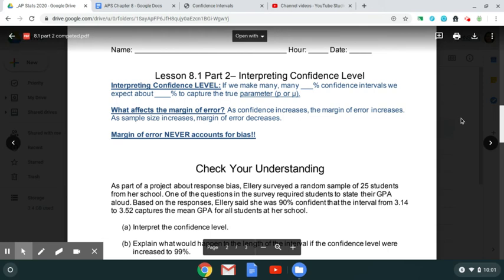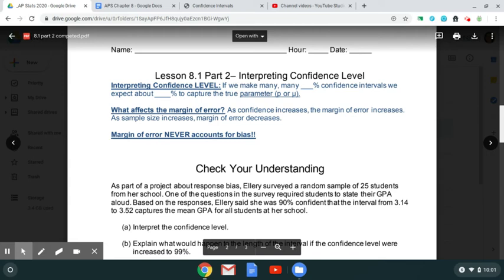So the three things that I hope that applet made clear to you is what it means to have a confidence level. If we make many confidence intervals at whatever percent we're interested in, we expect about that percent to capture the true parameter. So what will change our margin of error?